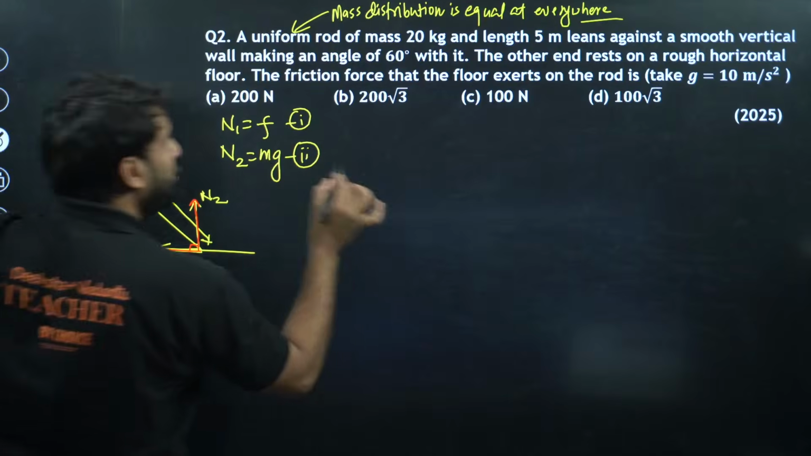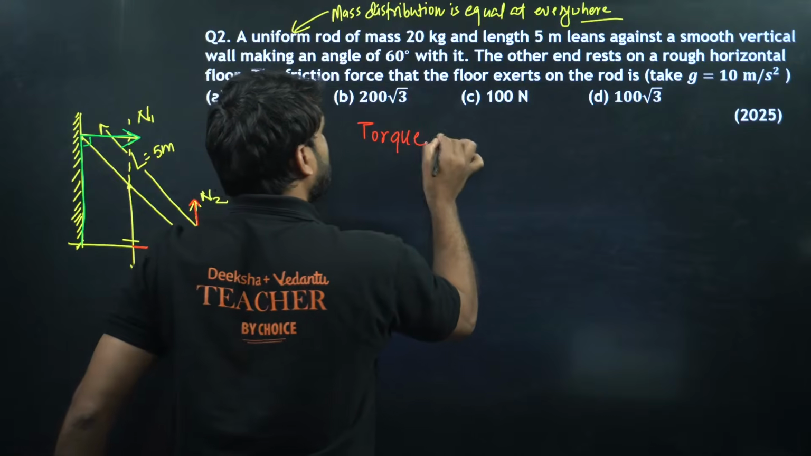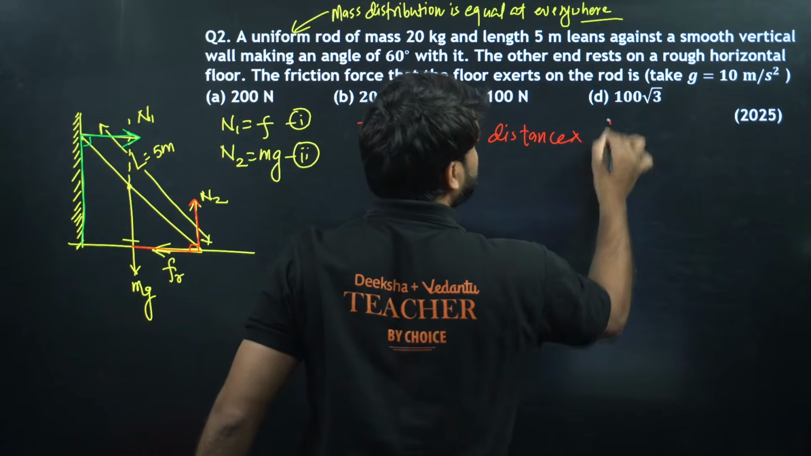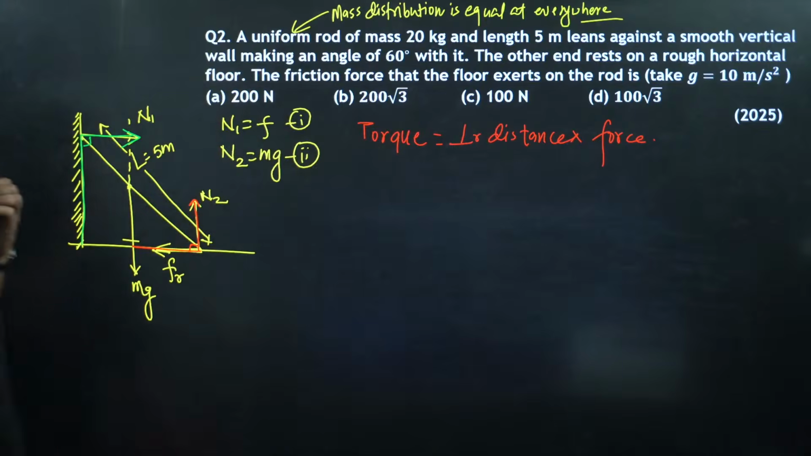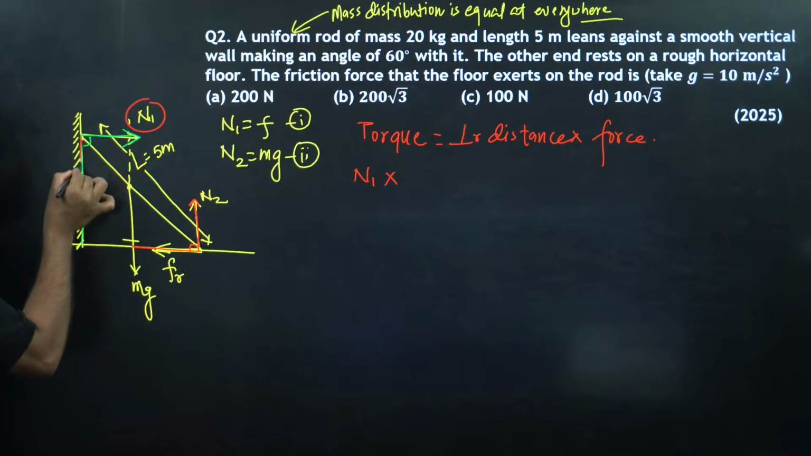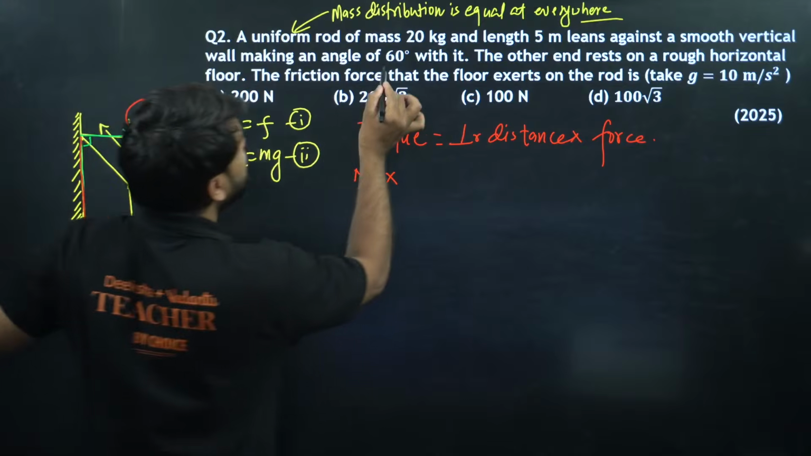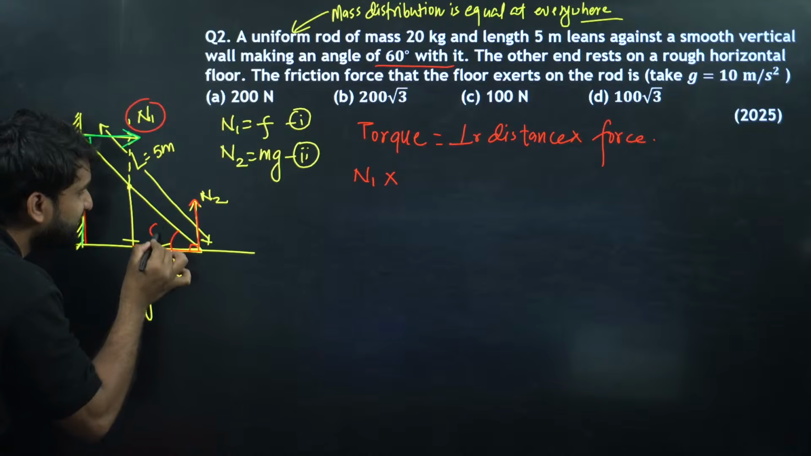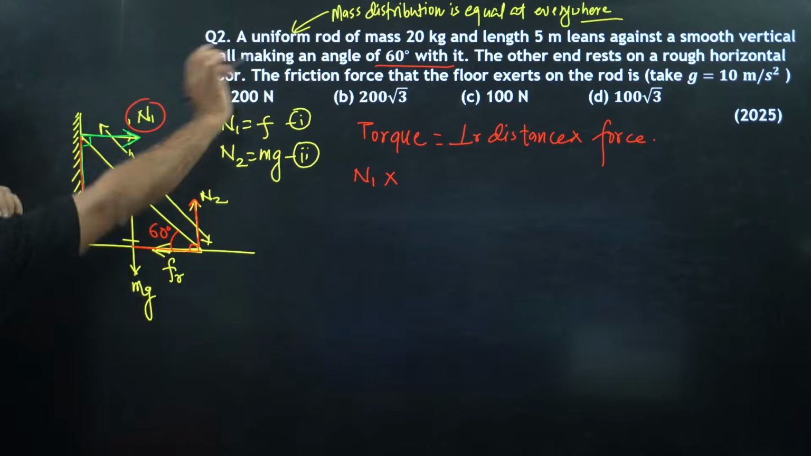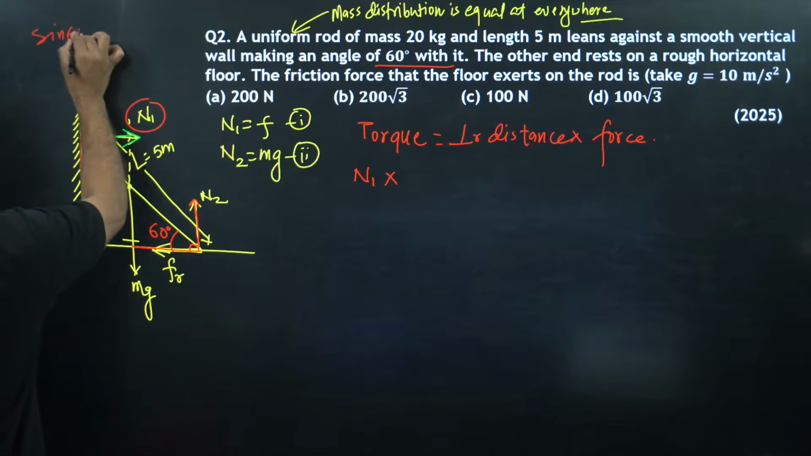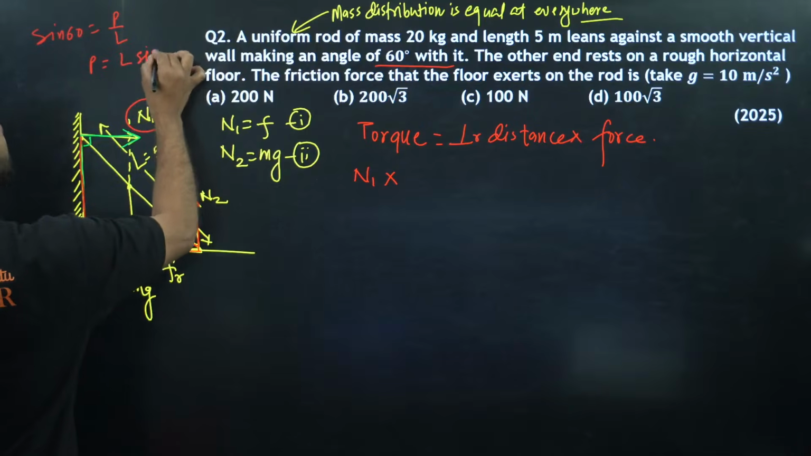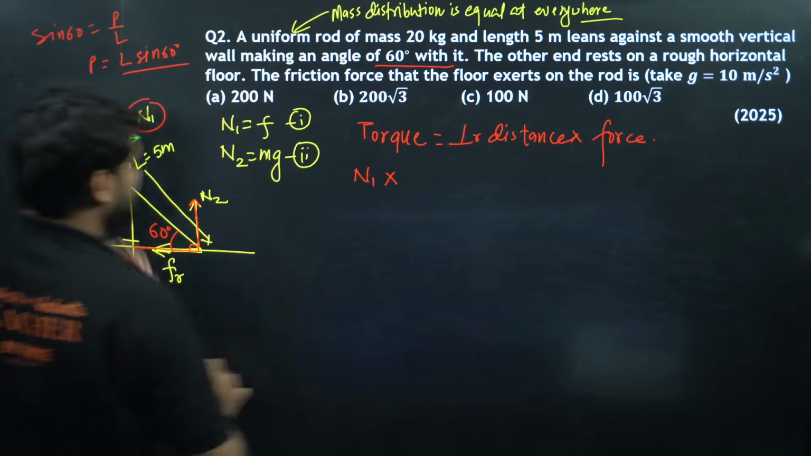Listen. The formula for torque is perpendicular distance into force. Right? So torque acting due to this, we can write N1 into this will be the perpendicular distance. Can you see here? And my dear champion, 60 degree is the angle which is making here. And this whole complete is L. So sine theta is equal to perpendicular by hypotenuse. So sine 60 is equal to perpendicular by L. So P will be equal to L sine 60.